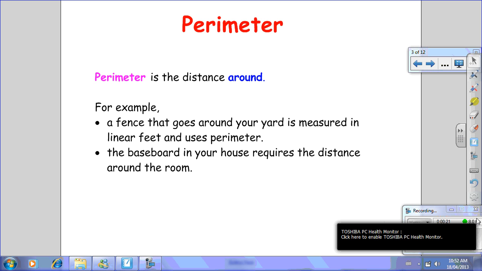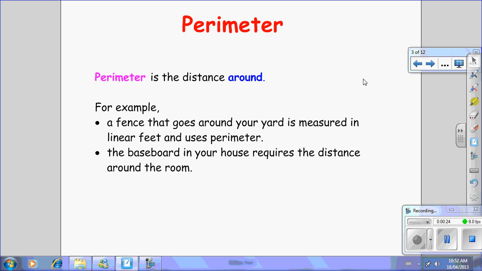When you put baseboard in your house, it requires the distance around the room because, again, you purchase it based on the linear foot.